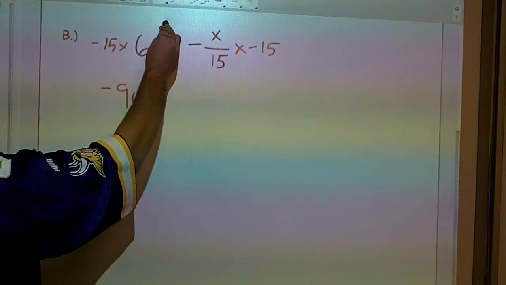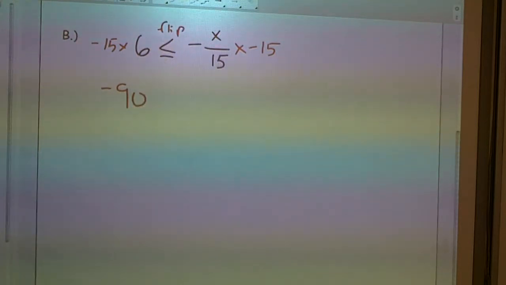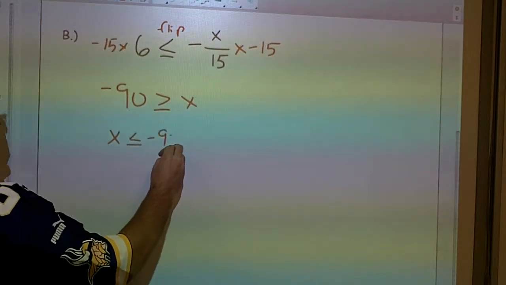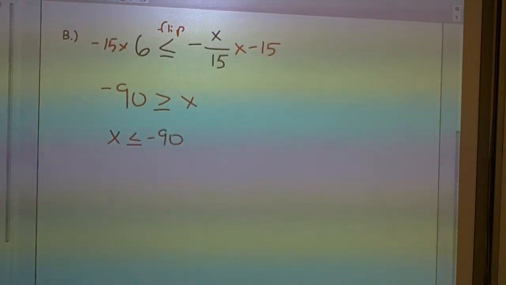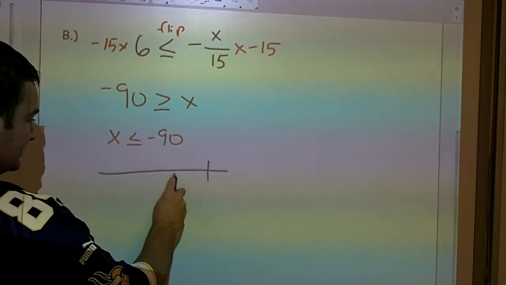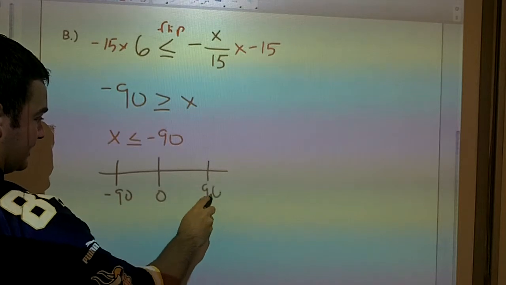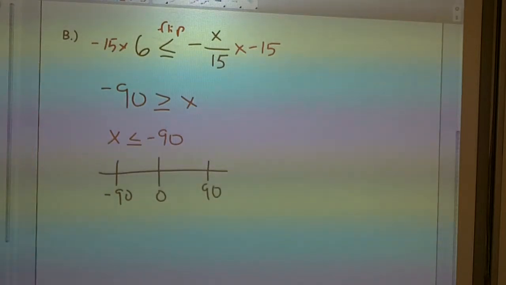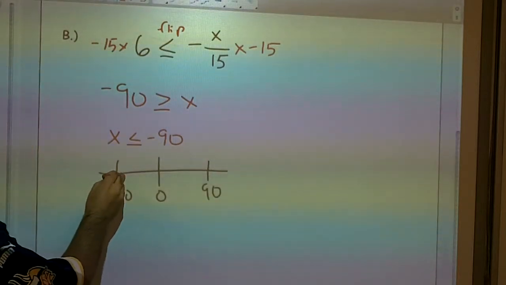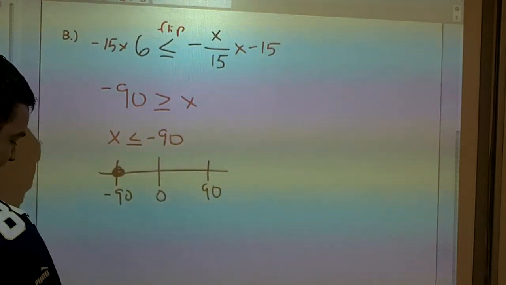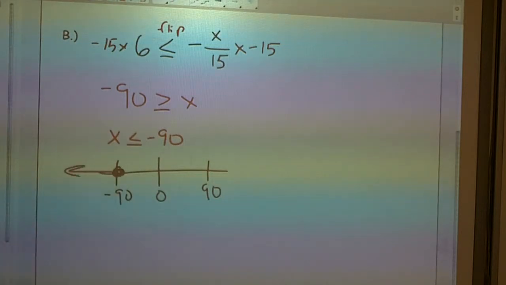Alright, we get a sign flip, so negative 90 is greater than or equal to x. If we wanted to flip this, we could say x is less than or equal to negative 90. Our graph for this, again, make it easy: negative 90, 0, 90. X is less than or equal to negative 90. We've got a closed circle here, and since we're going less than negative 90, our arrow is going to point that way.